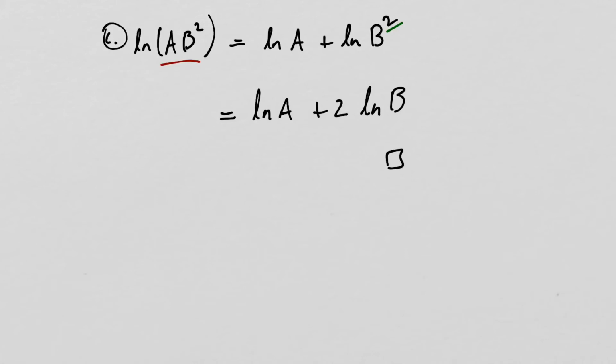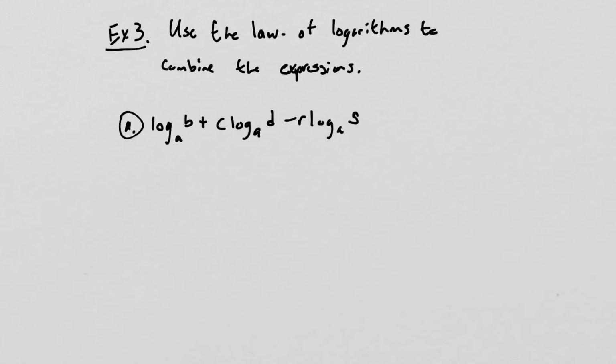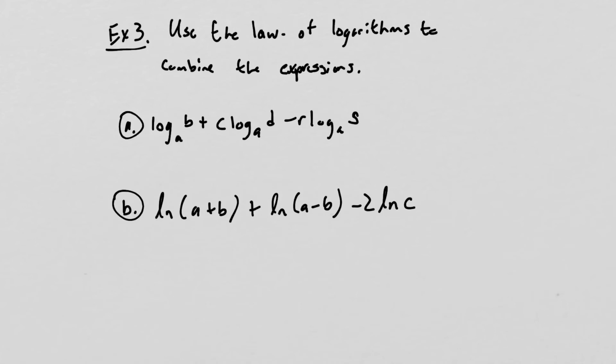In example 3, we're going to look at the reverse process. Given a fully expanded log, let's use our law of logarithms to combine it into one term. Let's start in part A. In part A, we're given the following logarithm. Let's first write all the numbers in front of our logarithms as exponents. Here we have a c, here we have an r, that we can bring into our logarithm expression.